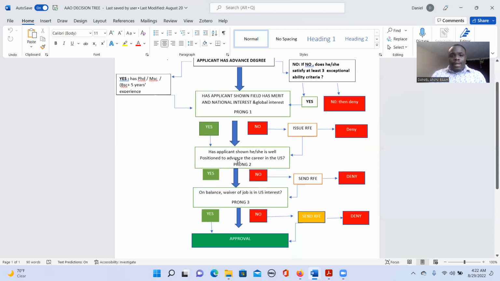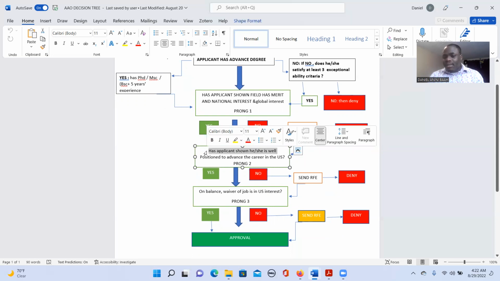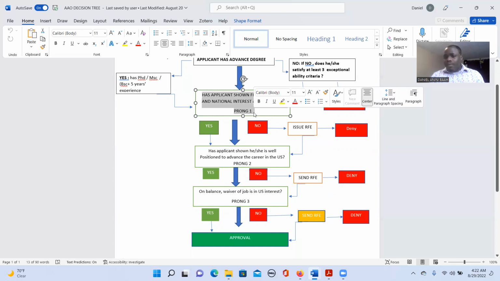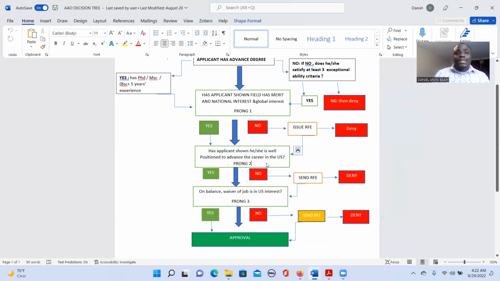Okay, now let's say you have satisfied this first prong test. Then the officer moves to the second prong test. Okay, has the applicant shown that he or she is well positioned to advance their career? So you see that the first prong test was actually based on your profession as a whole. Now it is leaving your merit, your endeavor, your profession. The second prong test is coming to you, the applicant yourself. What qualifications do you have that make you think that you are well positioned to advance this career in the United States? That's what the officer is going to look at.